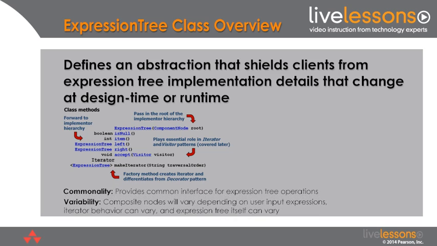From a commonality and variability point of view, this particular expression tree interface provides a common API for the operations that are available on an expression tree. And then we can use subclassing either of the expression tree interface itself or the component node hierarchy that it's connected to. Depending on various factors, we can vary these things based on user input, the options that are set, the iterator behavior we want, the expression tree representation. All these things can change, and yet the interface that's seen by the clients remains stable.